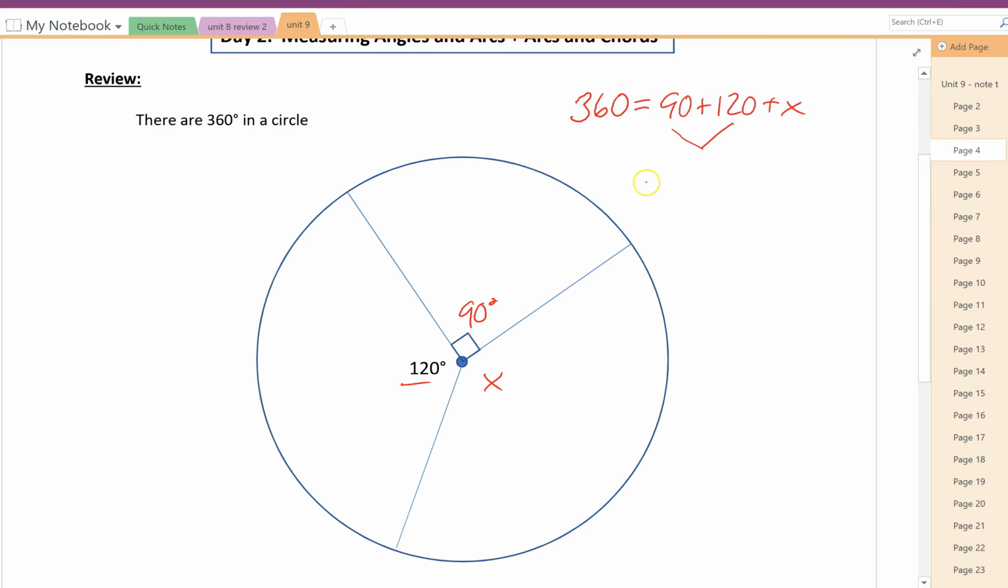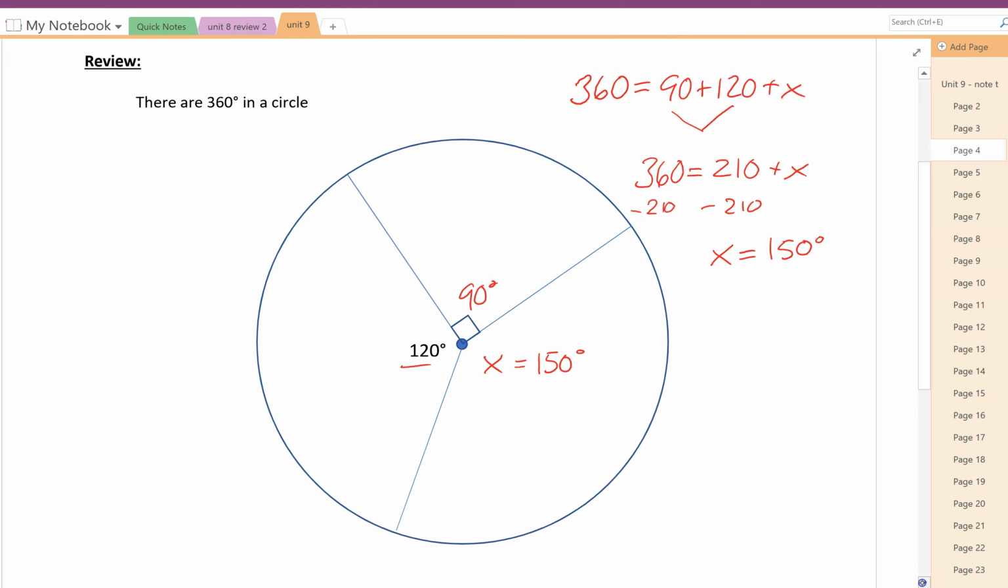If I add those two together, my equation would be 360 equals 120 plus 90, which is 210, plus X. Subtract 210 from both sides of the equation. And X would end up being 150 degrees. So this right here would be 150 degrees. So again, the idea is that in any circle, if you look at the central angles, in other words, angles measured from the center of the circle, they have to add up to 360.